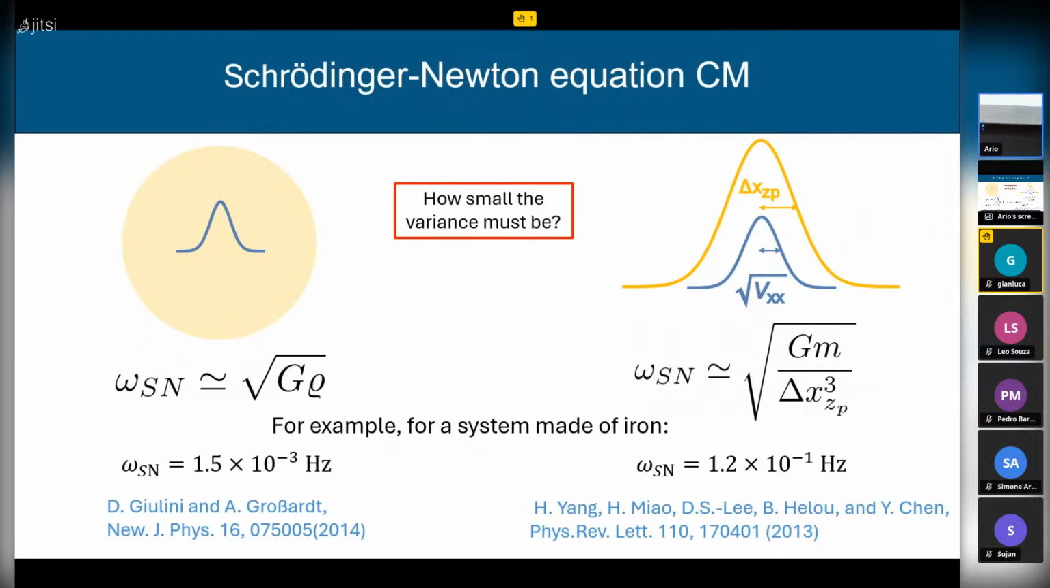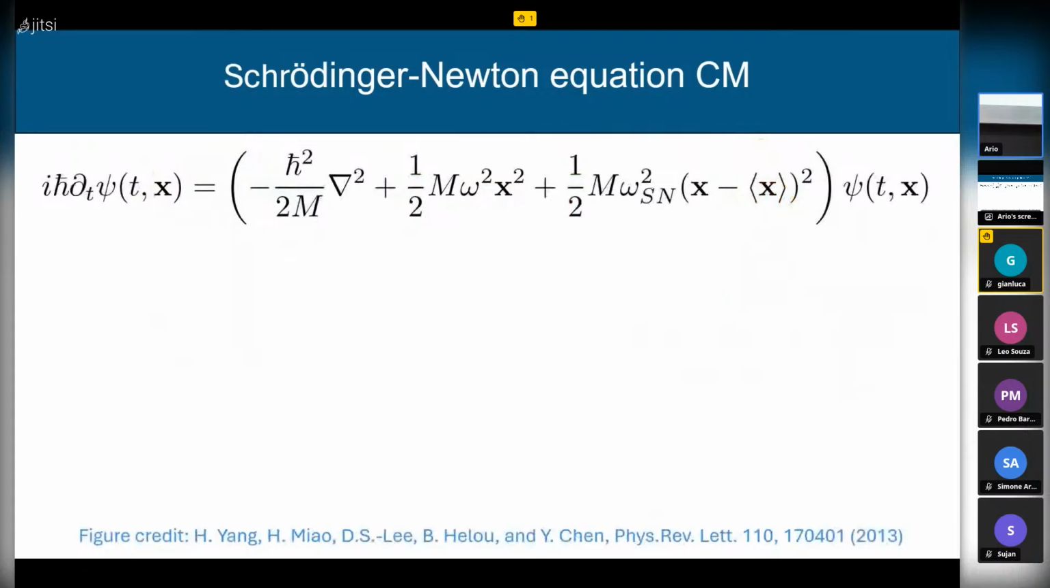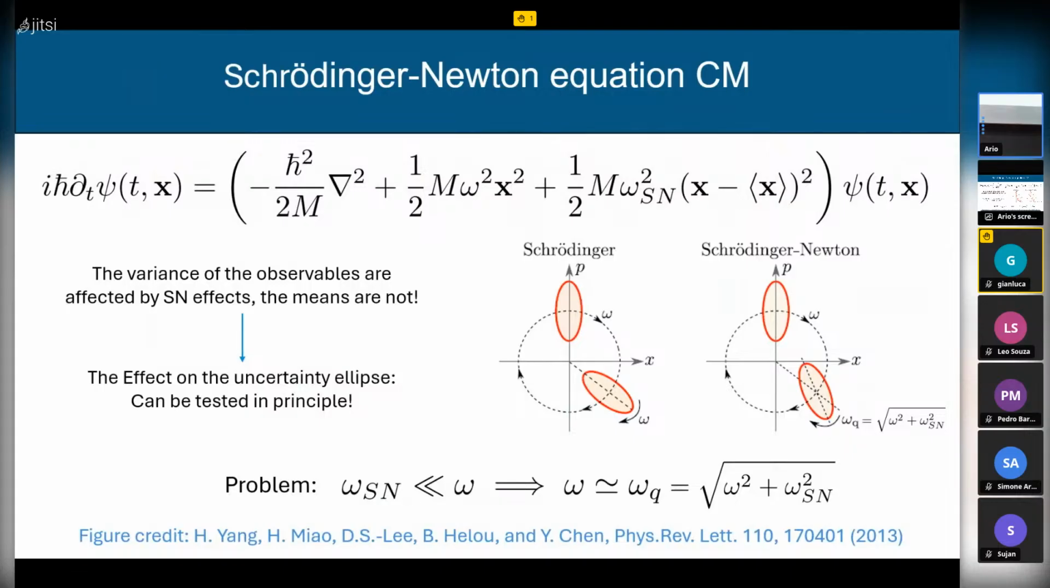It will be important also later when choosing how to test the model and how to amplify the effect. So at this point, we have to look for a signature of this equation, some way to see the effect of this term.